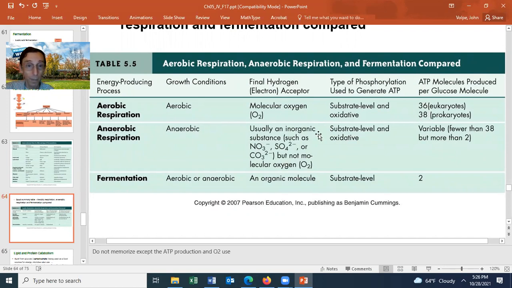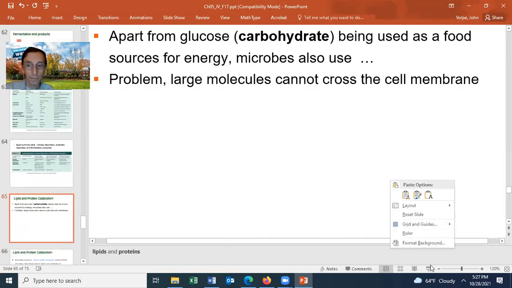Okay. You probably should know the final electron acceptor also. Aerobic respiration uses oxygen. Anaerobic respiration, I'm not requiring you to remember all the molecules that it could be. In fact, they're not even all listed here. But you should know that it's a molecule other than oxygen. In fermentation, it's an organic molecule. Okay. Any question about any of that? Let me shrink this.